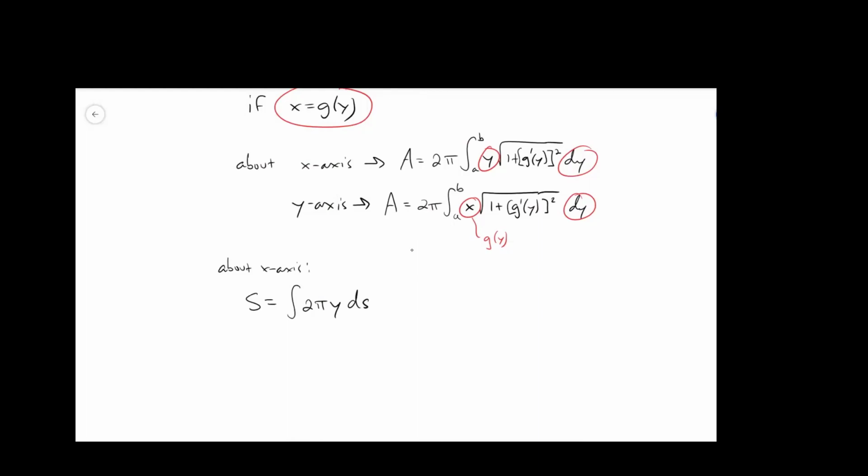And if it's about the y-axis, then the distance from, this is a vertical axis, now the distance from that axis over to your function over here, whatever the function is, that's a horizontal distance, so you have to put an x there. So here S is going to be 2 pi x ds. Now what the heck is that ds there?